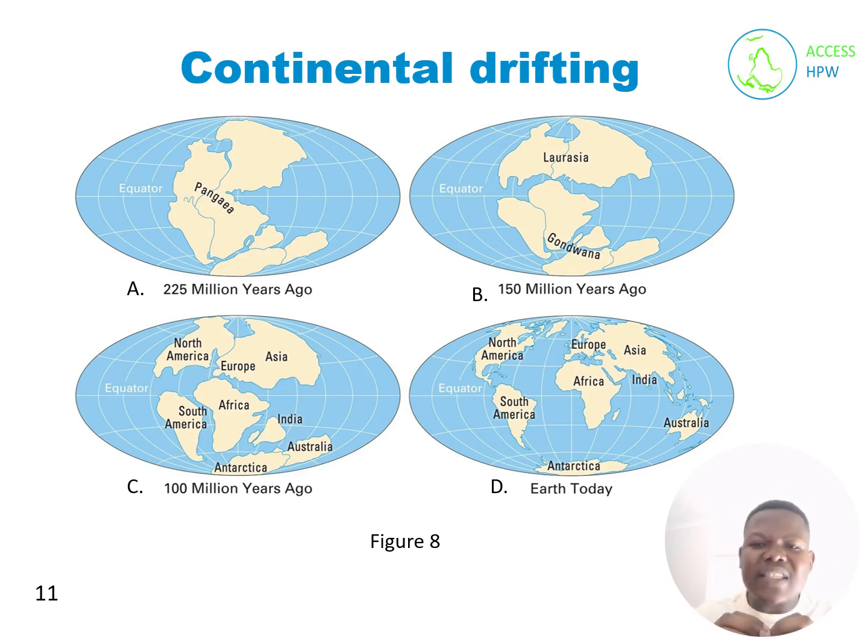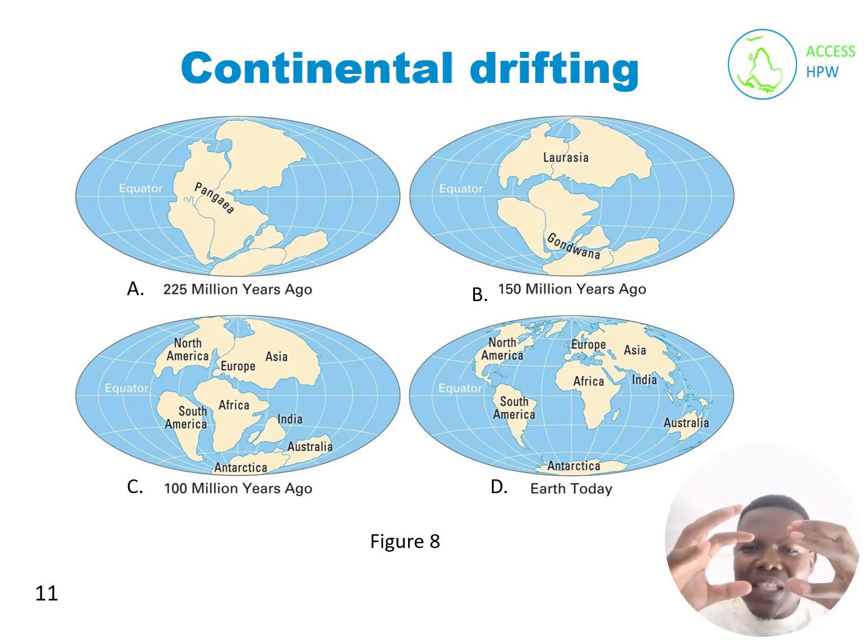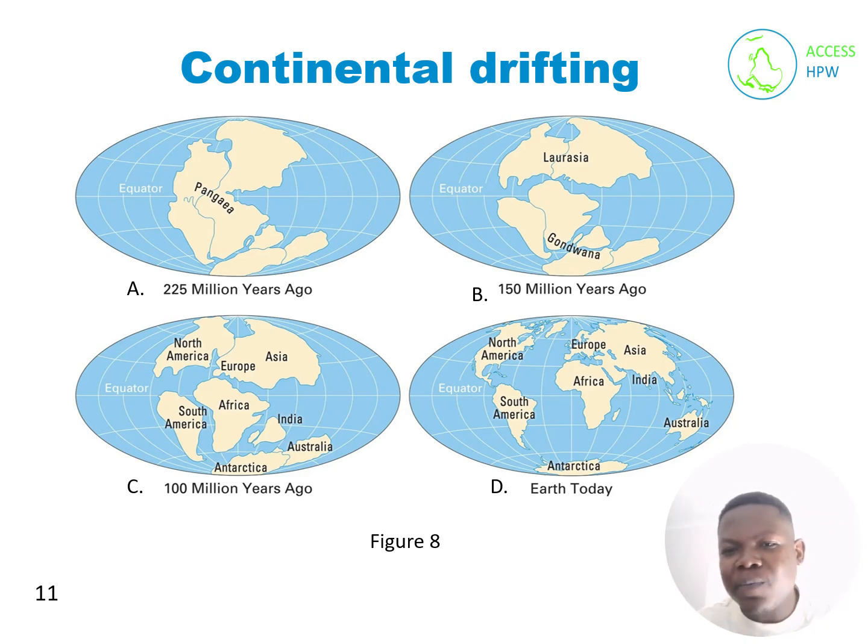His theory further states that 200 million years ago, these plates that we know today were one thing. They were all together, which was called Pangaea. And it was until 150 million years ago that these plates started to move away from each other. We then had Laurasia and Gondwana, right?